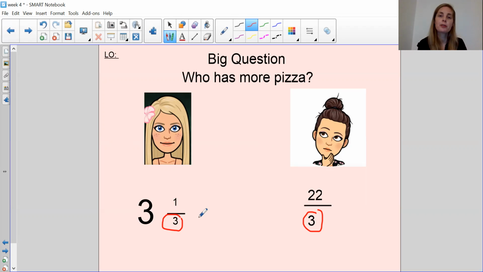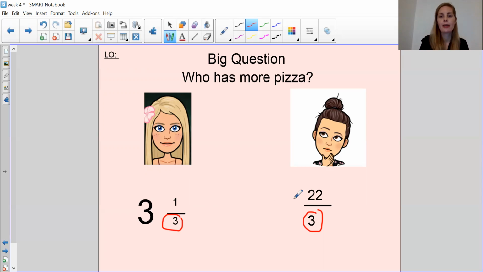So I would like you to pause the video now and have a think about how you can compare these. And if that word comparison is coming to your mind, we did it last term, what can we do to compare these? I know that some of us might be a little bit rusty from last term because we've had a whole week off, but see if you can just have a go at trying to figure this big question out.